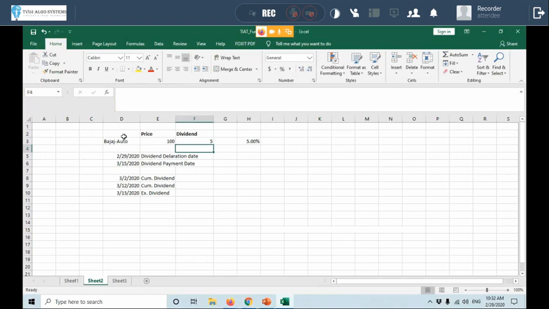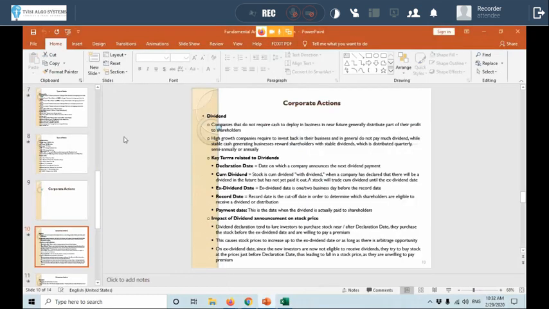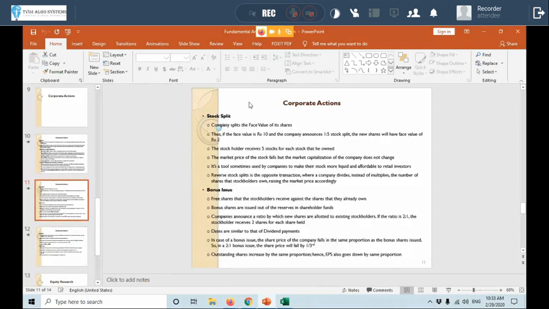So this is the case of dividend. What is the impact of dividend? The dividend declaration tends to lure investors to purchase the stock near or after the declaration date. They purchase the stock before the ex-dividend date and are willing to pay a premium. On the ex-dividend date, since new investors are not eligible to receive dividends, they try to buy the stock at the price just before the dividend declaration date, thus leading to a fall in stock price as they are unwilling to pay a premium. Now let's move to another corporate action, which is stock split.